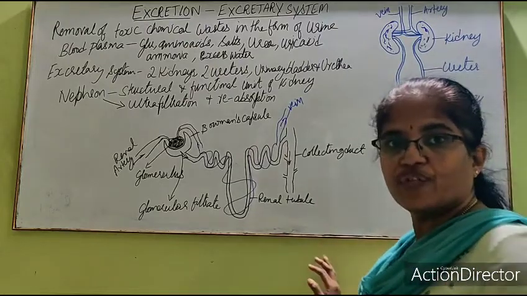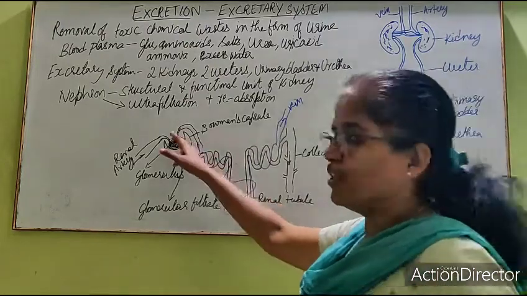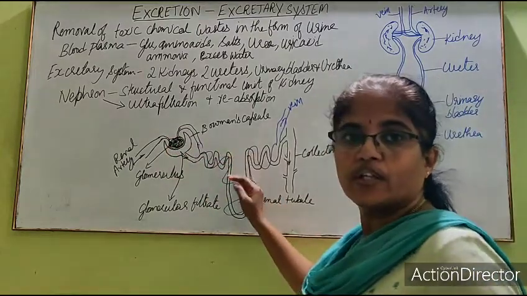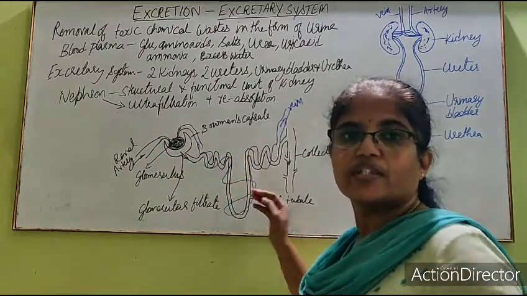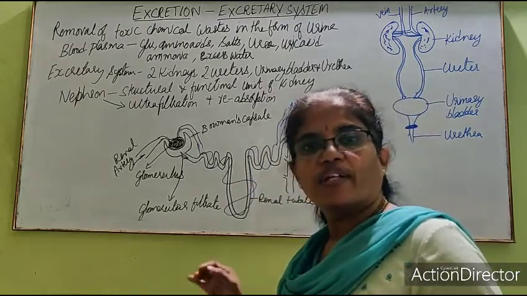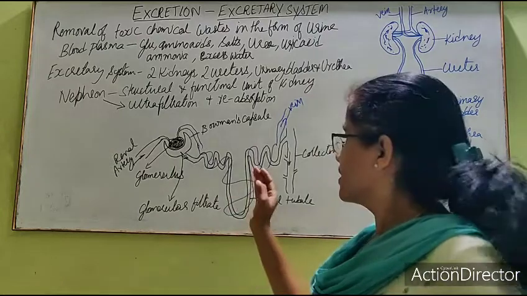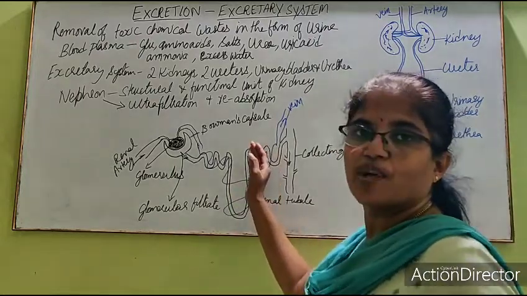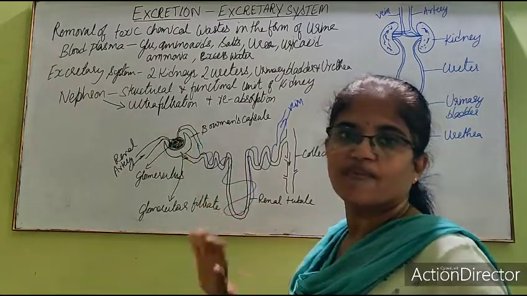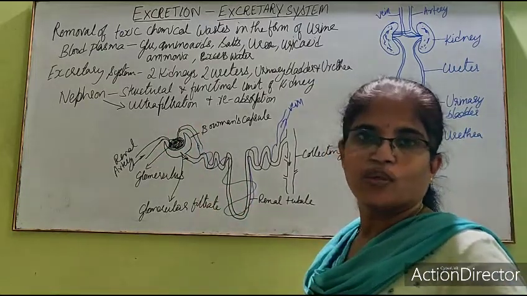You know how urine is formed? It gets filtered here and moves to the renal tubule, where vital required nutrients such as glucose, amino acids, more of water and less of salts get reabsorbed. Reabsorption takes place in the renal tubule. Filtration takes place in the Bowman's capsule by the glomerulus.